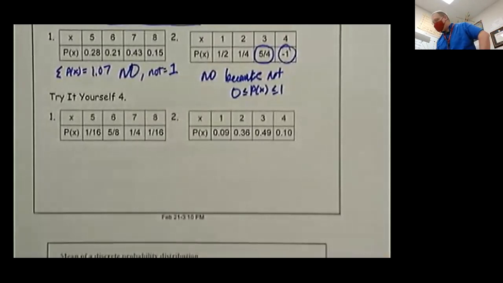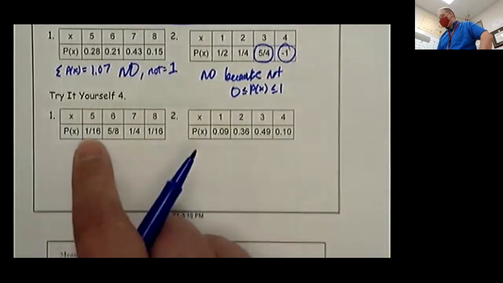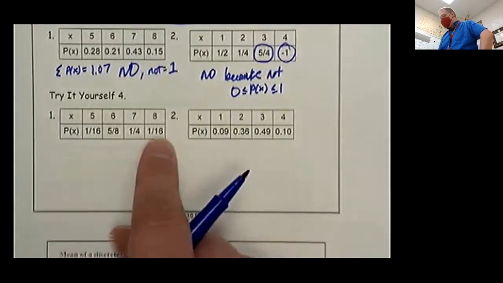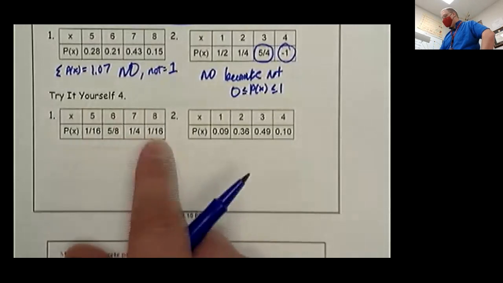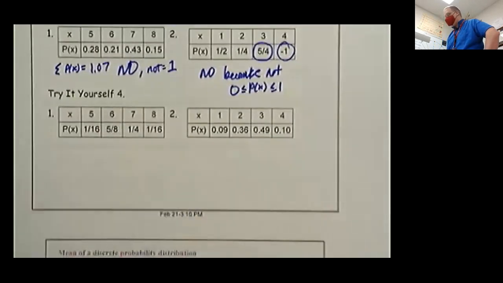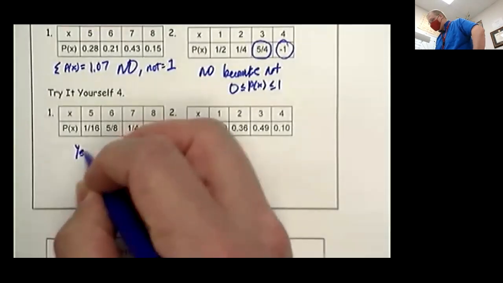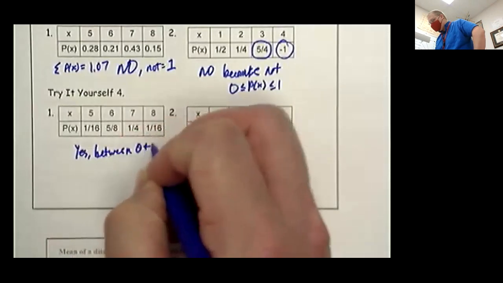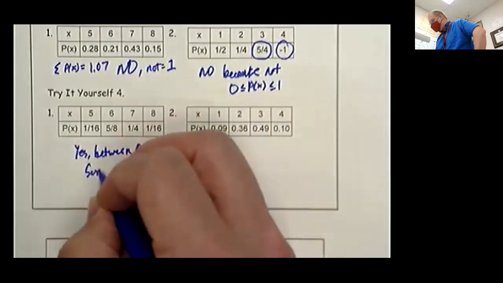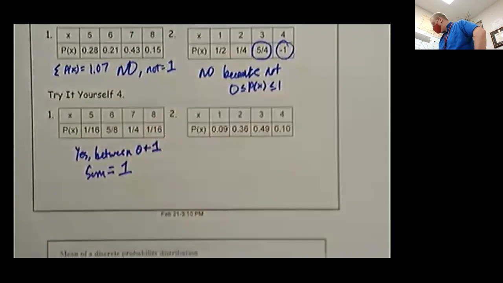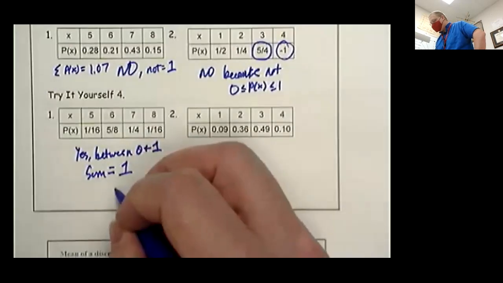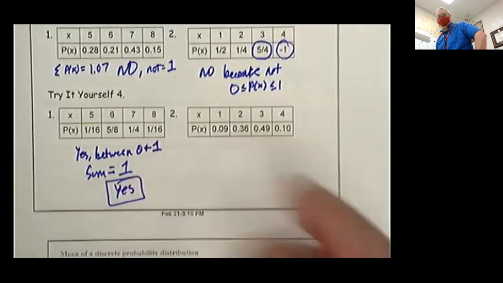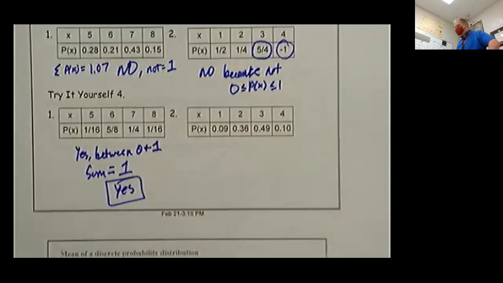All right, number 1, we want to check. First, we're going to check all of our fractions. All of our fractions have a numerator that's smaller than the denominator. So yes, these are all between 0 and 1. Then we want to add them up. What's the sum? Well, the sum is 1. And so therefore it meets both conditions. So yes, this is a probability distribution.